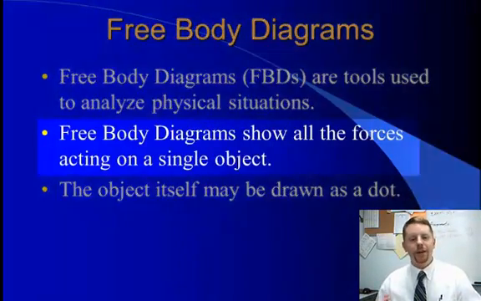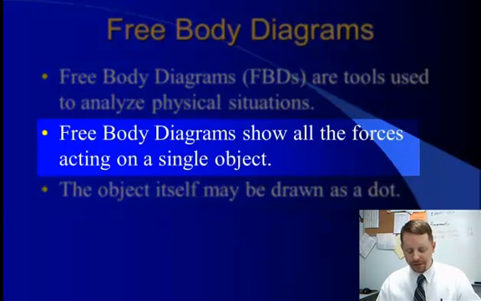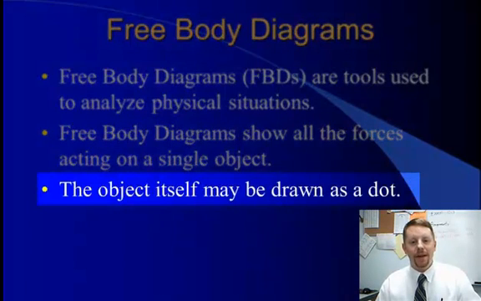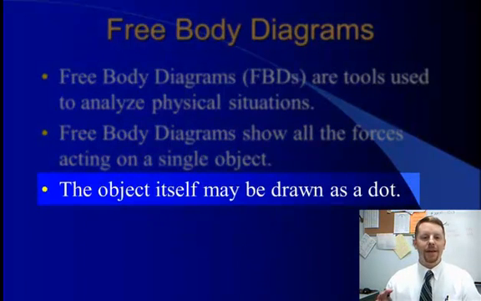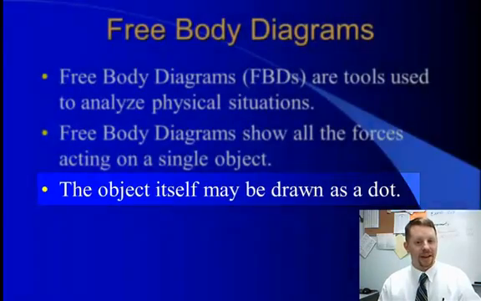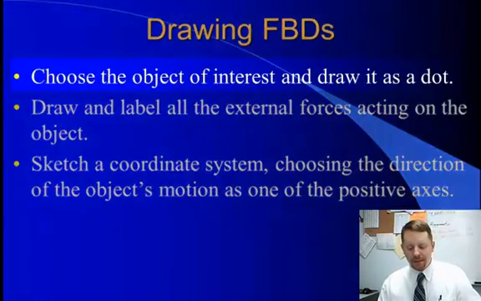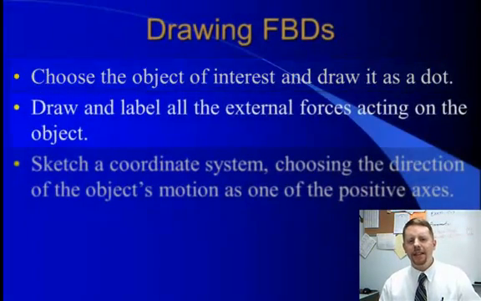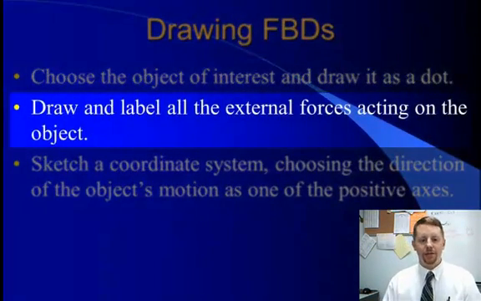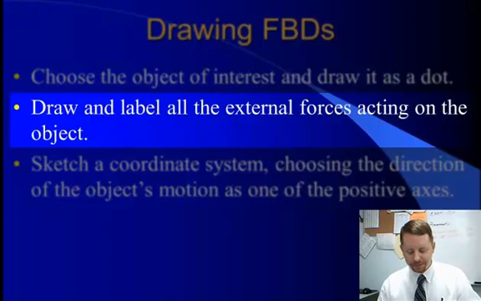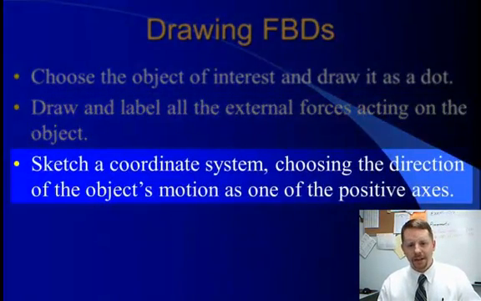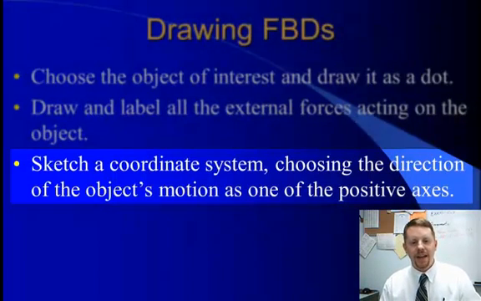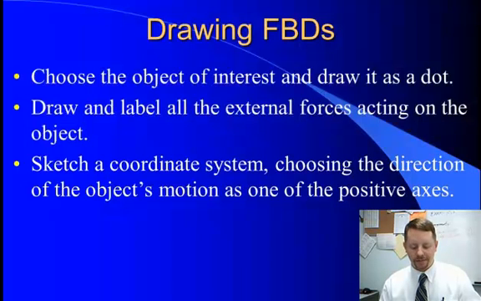To begin with, a free body diagram shows all of the forces that are acting on a single object. The object itself may be drawn as a dot, so you don't need any amazing artwork skills in order to make these diagrams. You start off by choosing the object of interest, drawing it as a dot, and then you're going to draw and label all of the external forces acting on that object. Then sketch a coordinate system, typically choosing the direction of the object's motion as one of the positive axes, and then you're all set to go do your analysis.